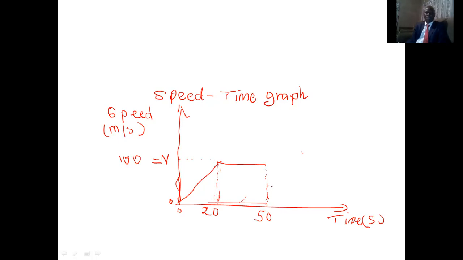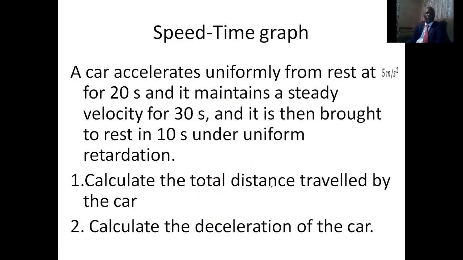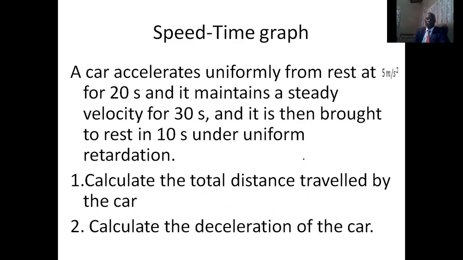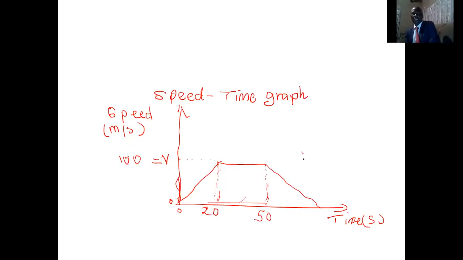We are told that the car then was brought to rest in 10 seconds under uniform retardation, meaning that it goes back to zero with the uniform retardation, a straight line, and it did that in 10 seconds. So if you add 10 seconds plus 50, it gives 60 seconds.